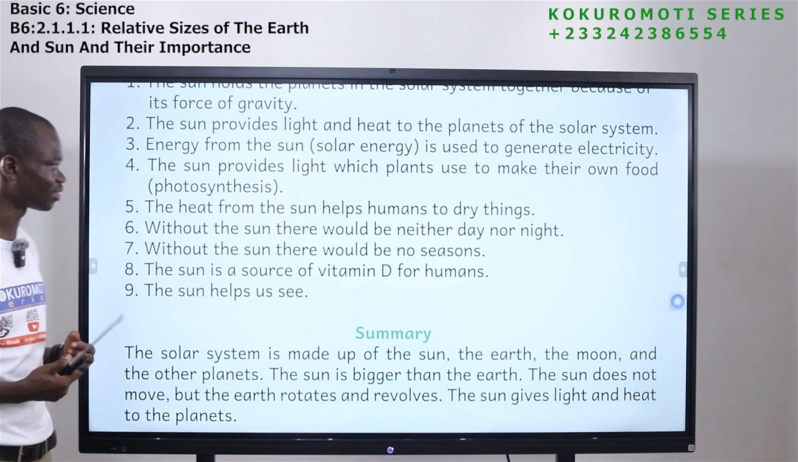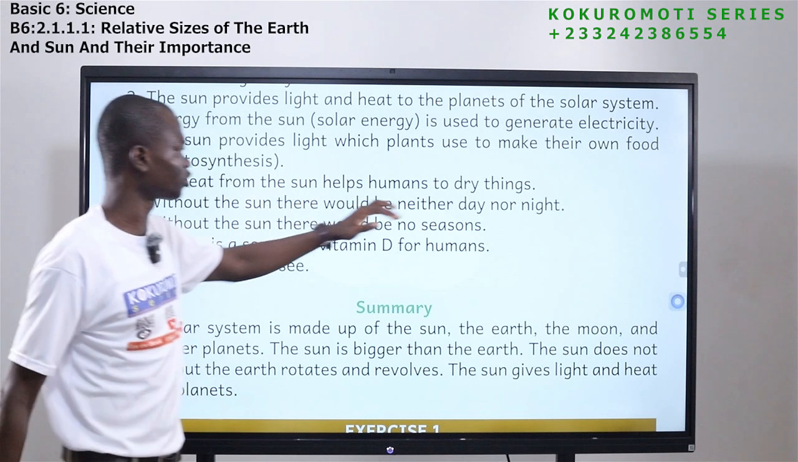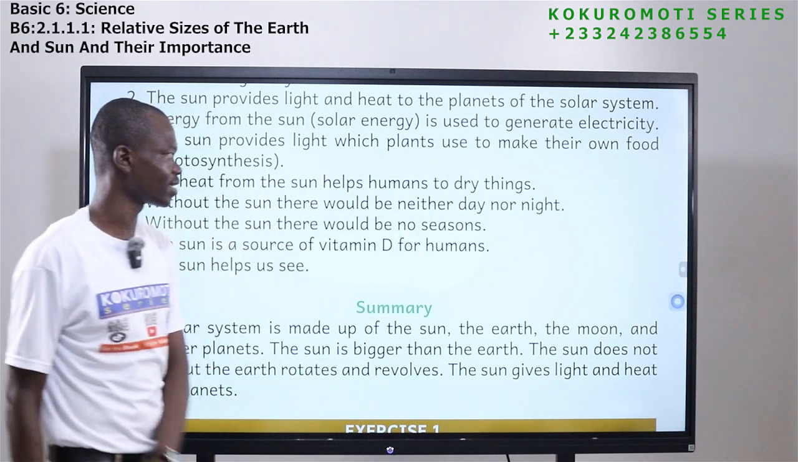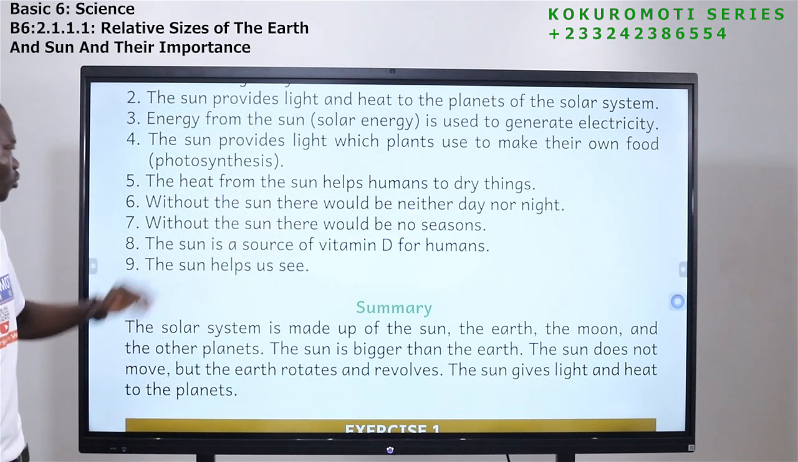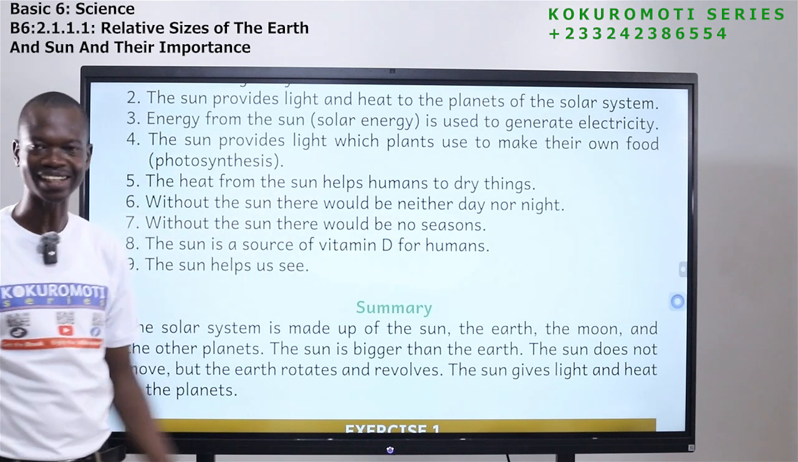So plants use the sun to prepare their own food. 5. The heat from the sun helps human beings to dry things. 6. Without the sun, there will be neither day nor night.